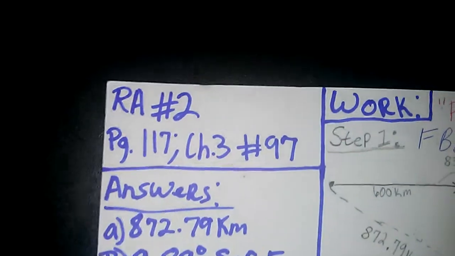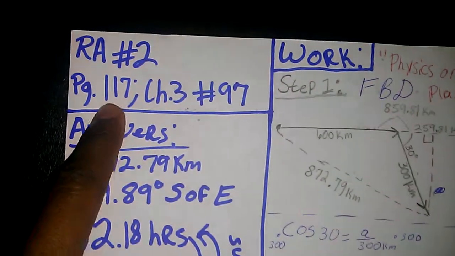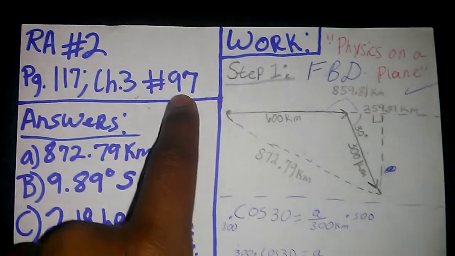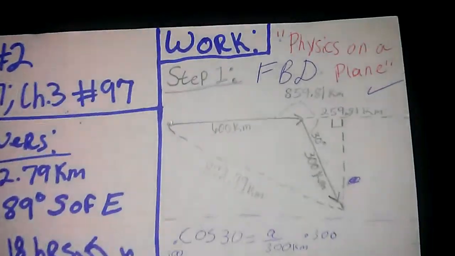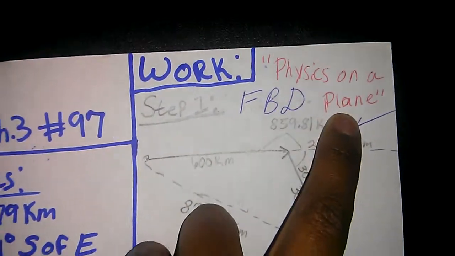And welcome to my reassessment number 2. Now, I am doing the reassessment on page 17, chapter 3, number 197. And we got physics on the plane. PG version, physics on the plane.